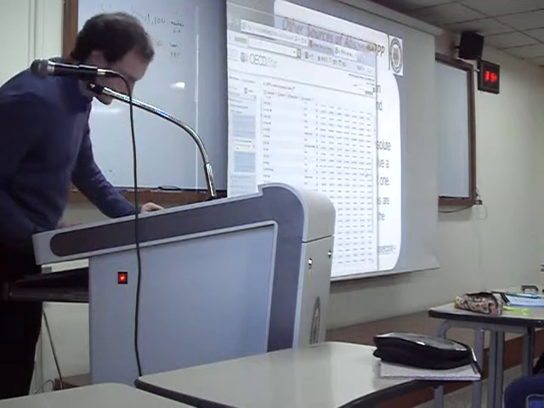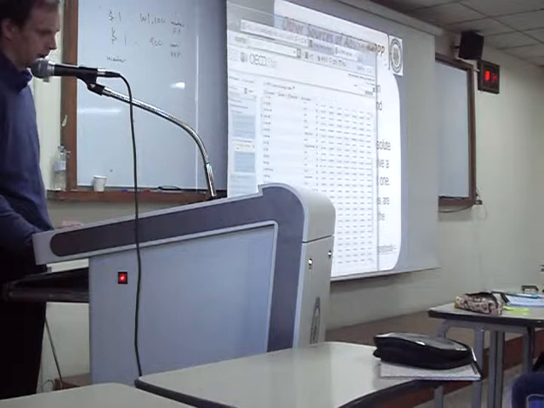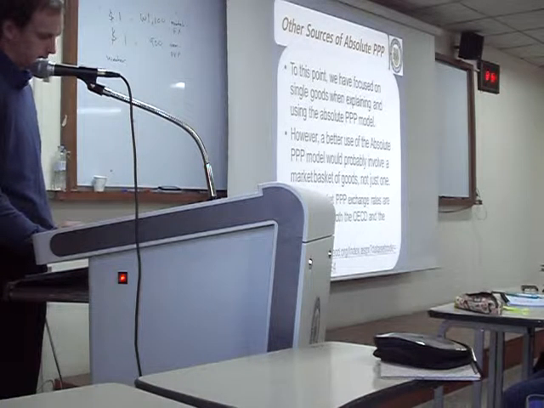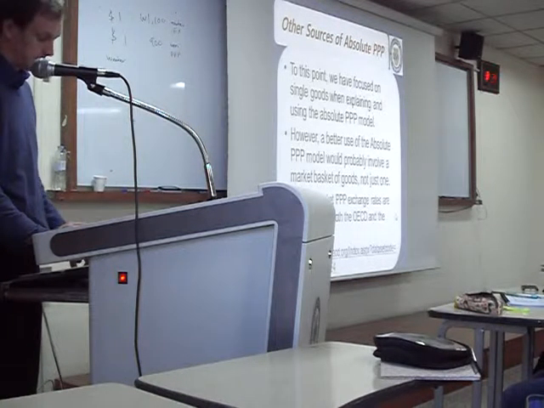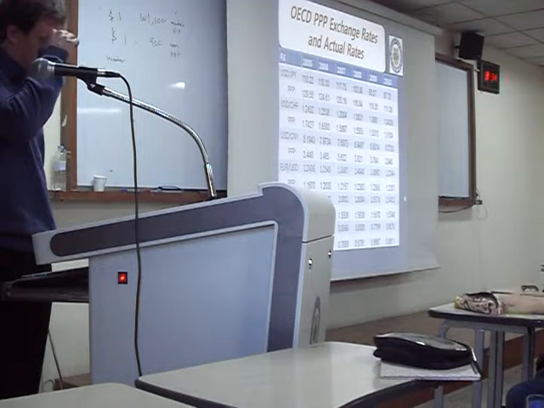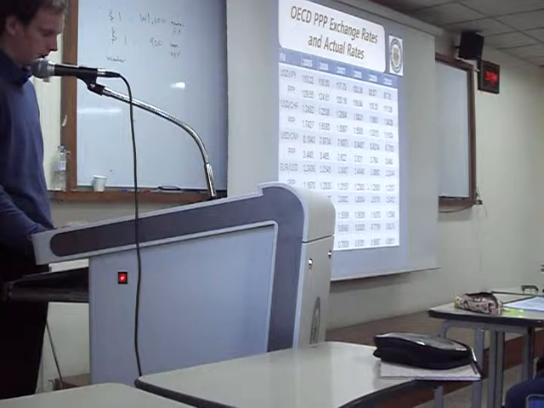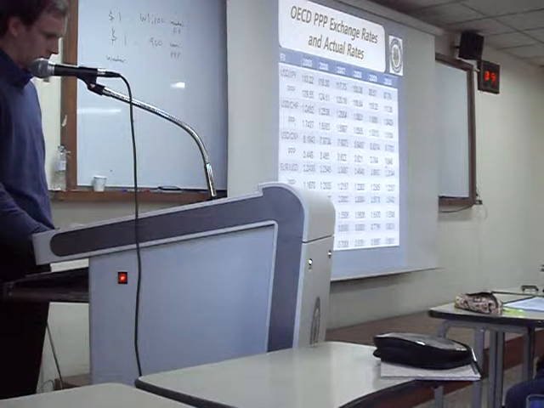Currently 851. Okay, so this is the official number for 2015. So you can look at yourself at this table about the different countries, the official numbers, to find the current one. So it's laid out like this. They show you what the exchange rate should be according to the PPP.